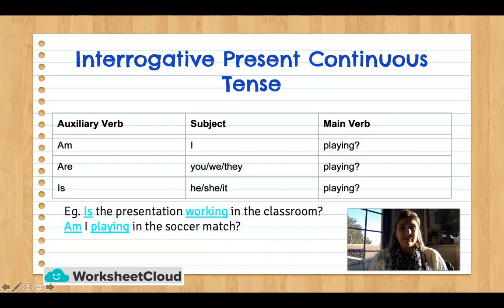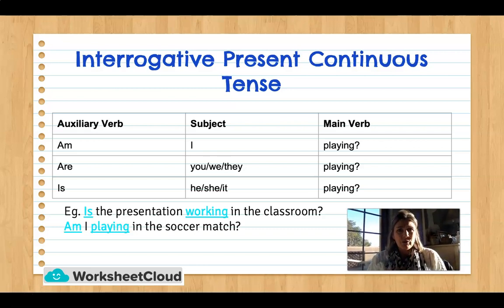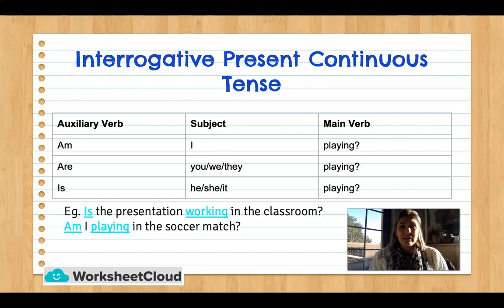If we've got the interrogative present continuous tense, think of the word interrogation. If you've seen any of those shows where they interrogate somebody and they're asking questions: who were you with? Why were you there? That's the part of interrogation that you're going to use here. So it's asking questions. That's all the interrogative present continuous tense means. Am I playing? Are you, we, or they playing? Is he, she, or it playing? So interrogative just means asking the question. Example: is the presentation working in the classroom? Am I playing in the soccer match?